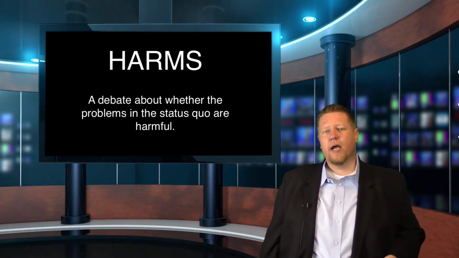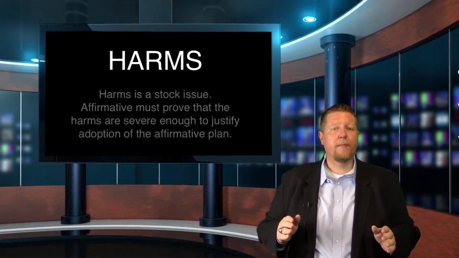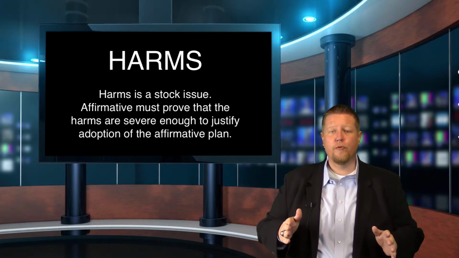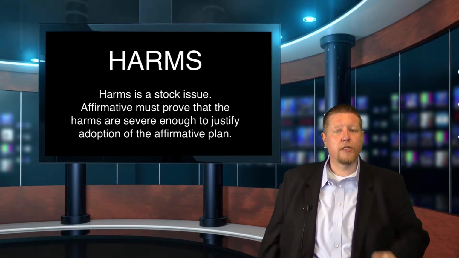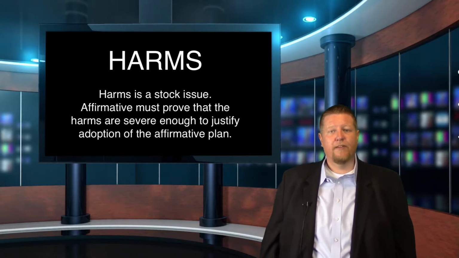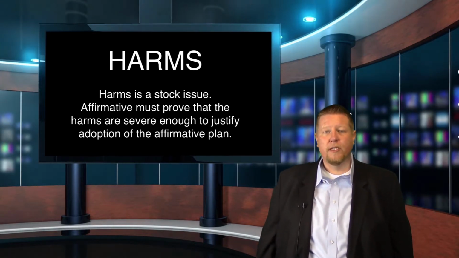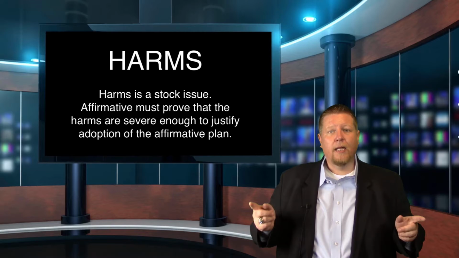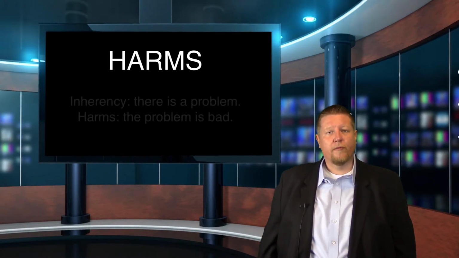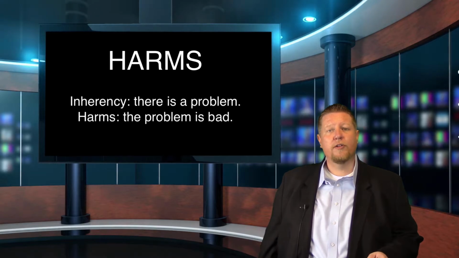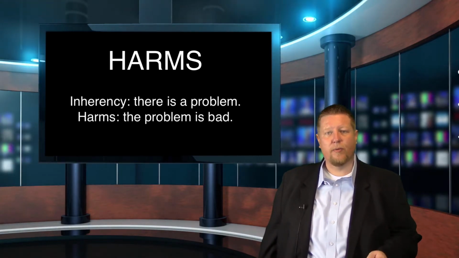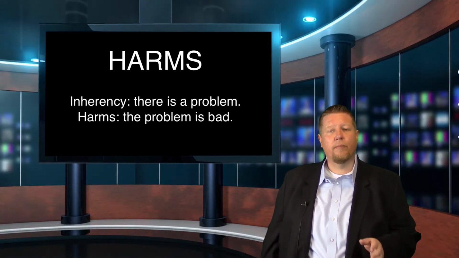Since harms is a stock issue, that means that the affirmative team has the burden of proof and must prove that the harms in the status quo are severe enough to justify the proposed affirmative plan. If the affirmative team fails to prove harms, then the plan is not justified. Unlike the stock issue of inherency, where the affirmative must prove that the problem is stuck in the status quo, the stock issue of harms focuses on the undesirable impacts of the problem. Inherency means the problem exists. Harms means the problem is bad.